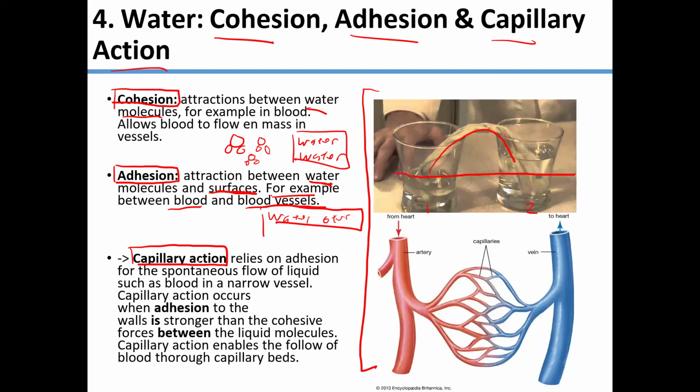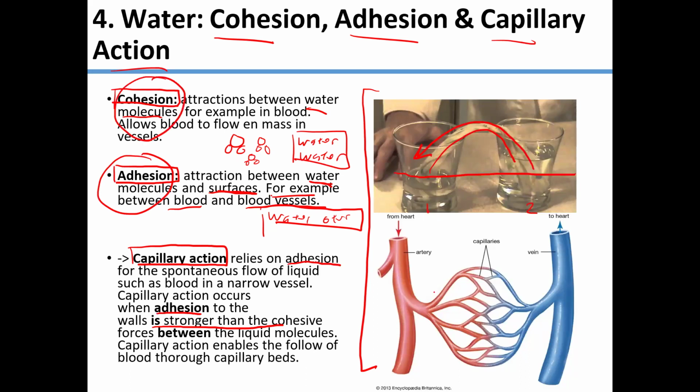And what's going to happen is capillary actions are going to occur. The water, because it has cohesive and adhesive properties, is going to travel or flow to the other side in order to equal out. Again, remember, capillary actions rely on adhesion from the spontaneous flow of liquid. So capillary actions occur when adhesion to the wall is stronger than cohesive. So that means this force is stronger than this force.